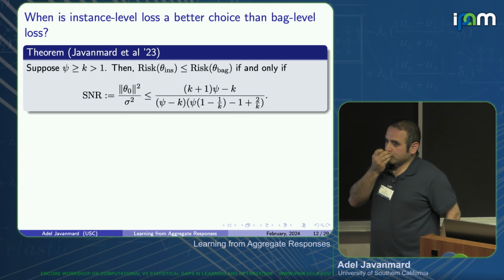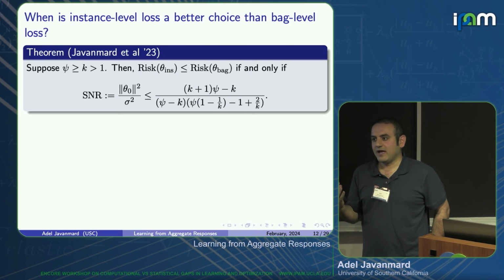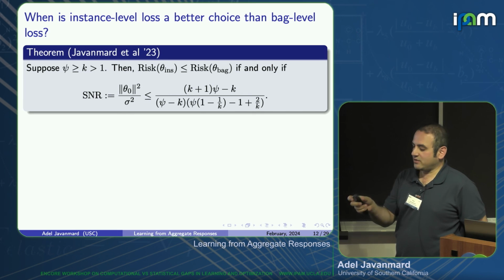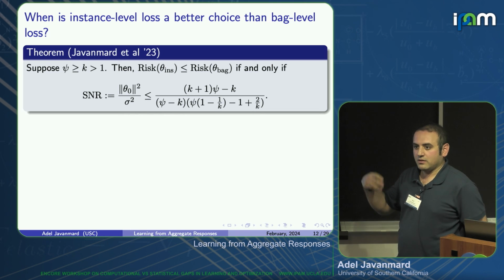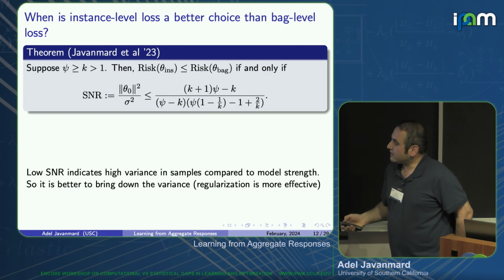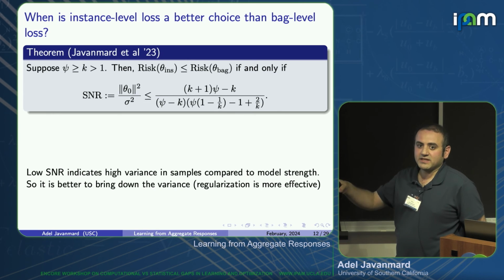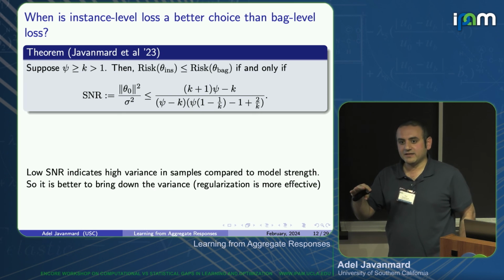One question that we were trying to answer is when the model that you learn from the instance level has a lower risk compared to what you get from the bag level. Okay? And it turns out that you can write a criteria in terms of the SNR. So there is some threshold that if SNR is less than this threshold, this model is better than this. And if SNR is bigger than this threshold, it's the other way around. And the intuition here is that if SNR is low, it means that you have too much variation in the data compared to the strength of the model, right? So the variance is already high.